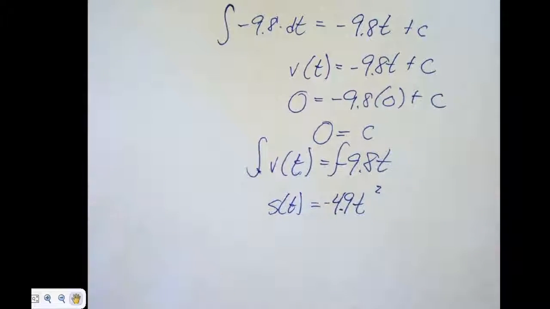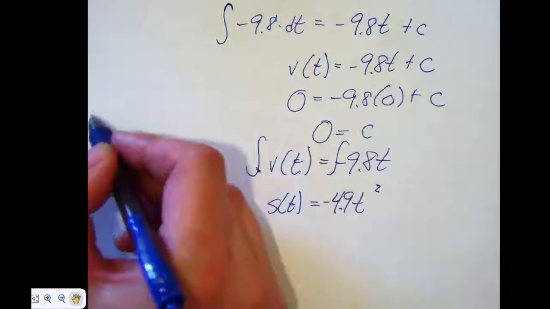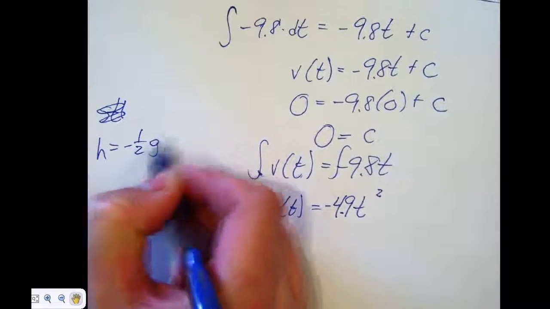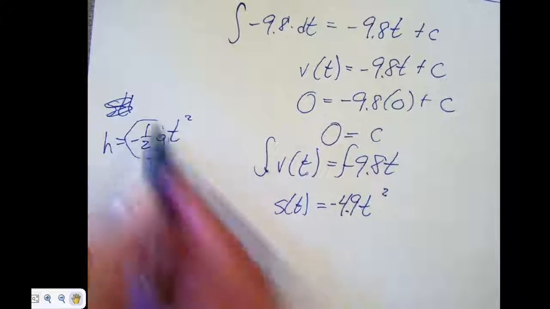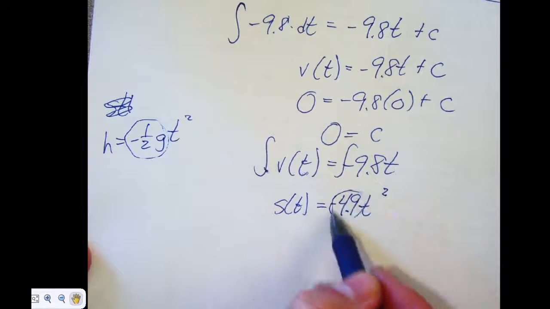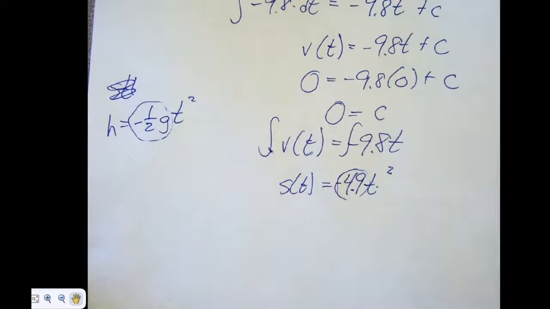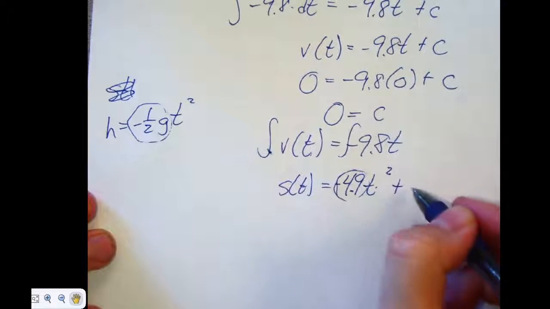So negative 4.9. If you guys are in physics, do you have a formula that's like position? It's probably height equals negative 1/2 gt squared. Is that one of yours? Yeah. So that's exactly what we just did, right? Isn't that number 1/2 times gravity? Yeah. Then there's your t squared. So that's where it comes from. You're integrating acceleration twice, and the second time you integrate it, you have to multiply by 1/2. So that's where that comes from. And then this is plus c.